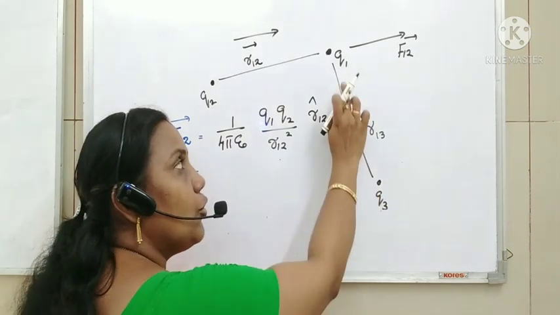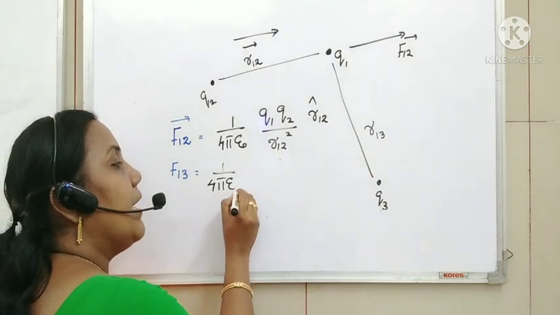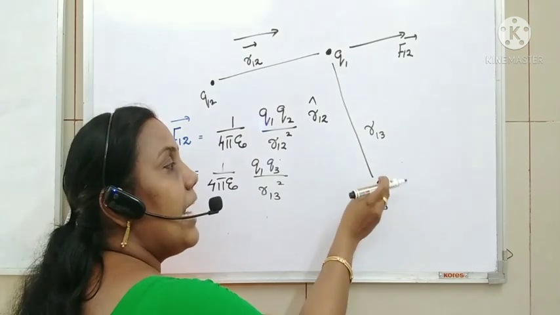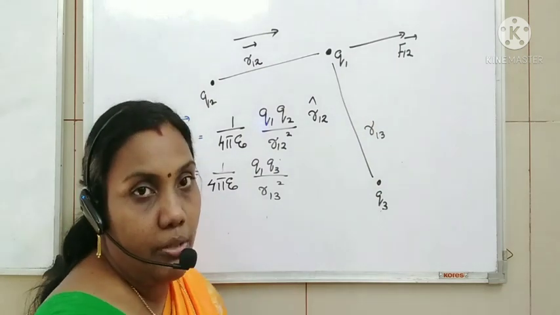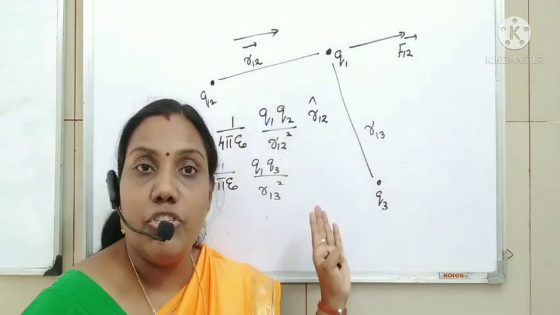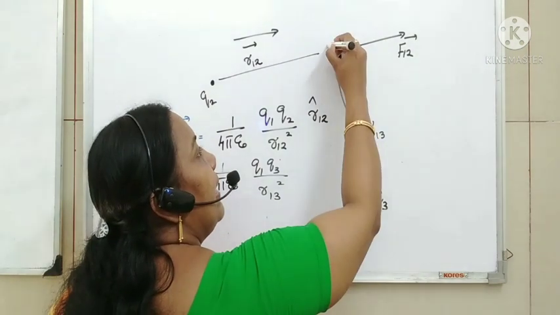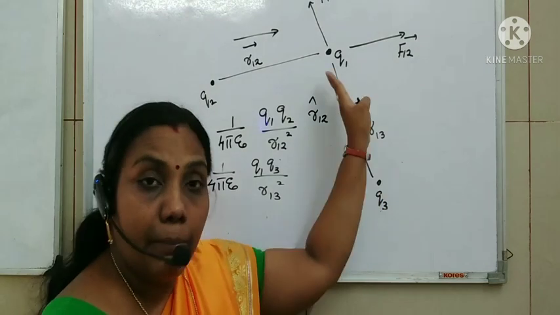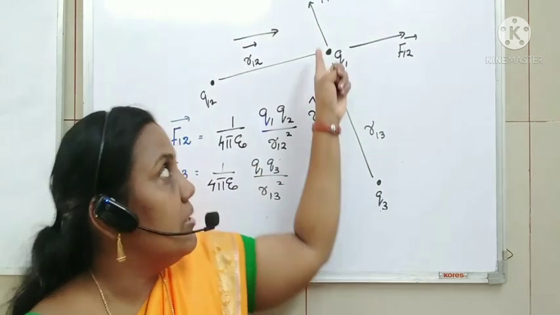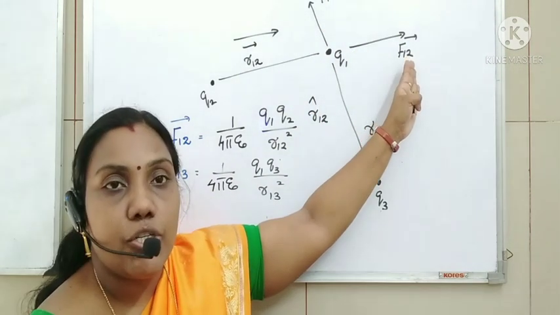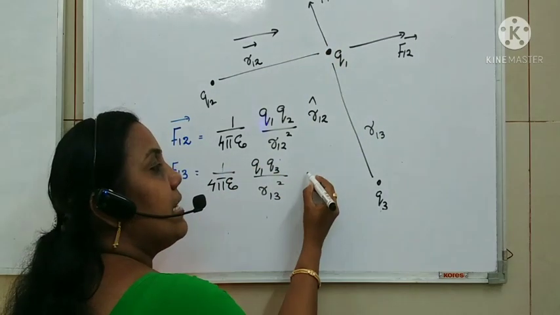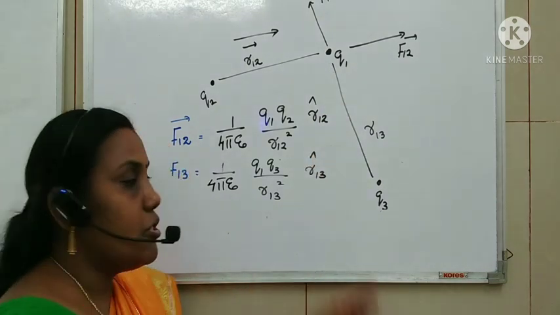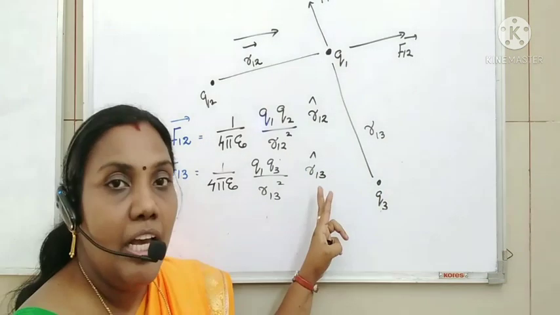The second force is the force acting on Q1 by Q3. Its value is again 1 by 4 pi epsilon 0 Q1 Q3 divided by r13 square, into the direction of that F13. Force acting on Q1 by Q3: again Q1 is repelled by Q3, and hence in which direction does Q1 move? It repels away along the line. So this represents the direction of vector F13, and this is the direction of vector F12. This direction is represented by the unit vector from Q3 to Q1, that is, unit vector r13.